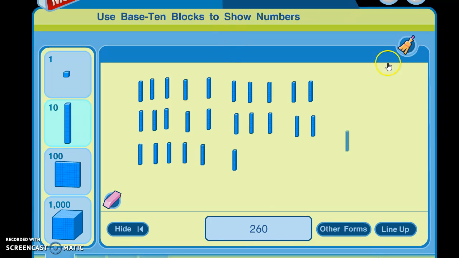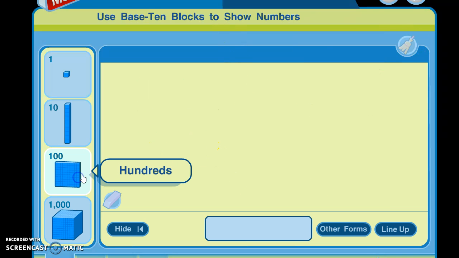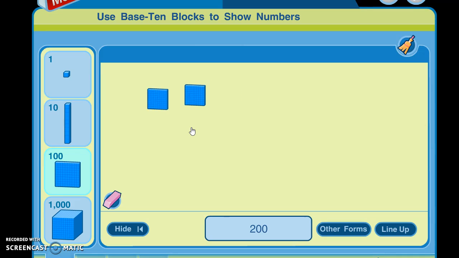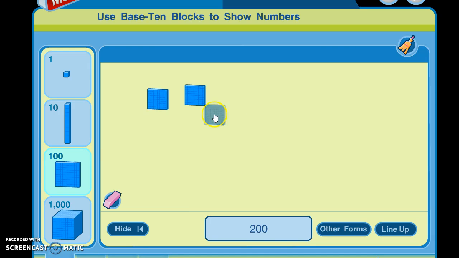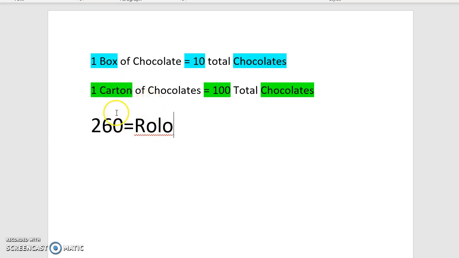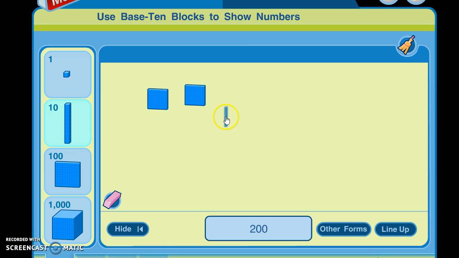we will sweep that away. Go to our carton. 1, 2, there's our carton. Now we need additional boxes because remember, we need 260 total, not just 200, and we have 200 only. So for additional boxes, let's remember, we need 60 more chocolates. One box equals 10 chocolates. So let's see how we can get to 60.